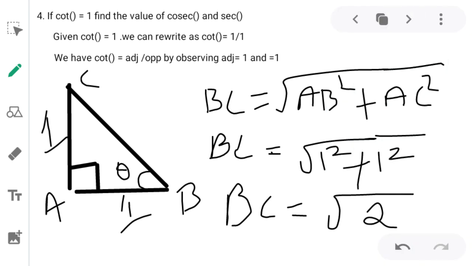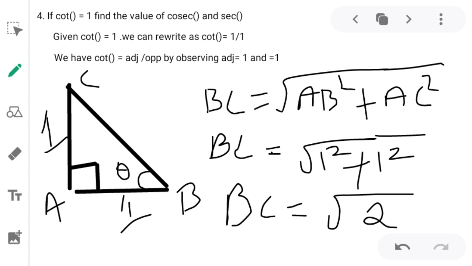In the next example, I have taken example number 4, that is an exercise problem. If cot theta equals 1, find the value of cosecant theta and secant theta. Once again, these three are secondary functions. In the given equation, cot theta equals 1, we can rewrite it as 1 by 1, because we need both numerator and denominator, and we can't take any number other than 1 in the denominator. So we can take cot theta equals 1 by 1.